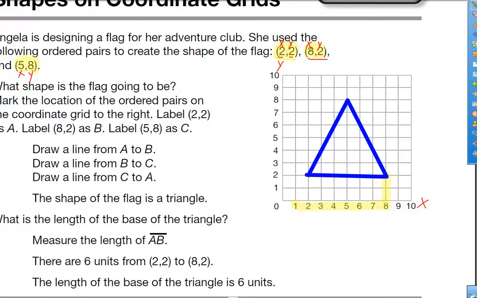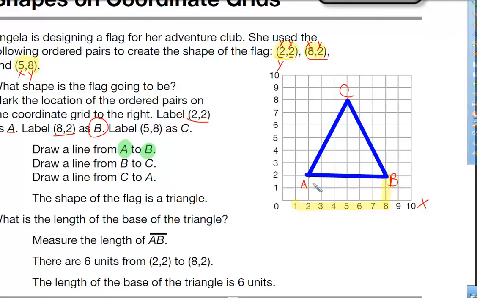Now, mark the location of the ordered pairs on the coordinate grid to the right. Label them. We just did all of those. And draw a line from point A to point B. So (2, 2) should be labeled A. (8, 2) should be labeled B. And then the last one is C. It said draw those lines, which we already did. The shape of the flag is a triangle.